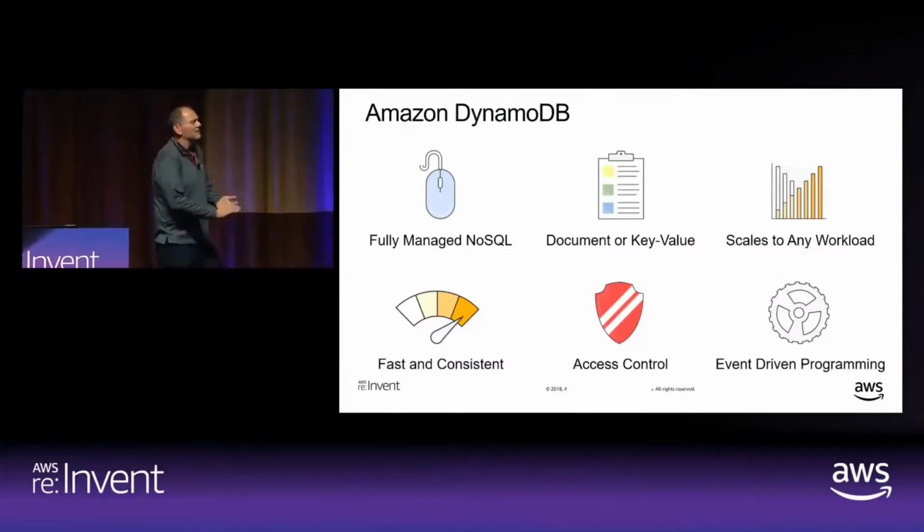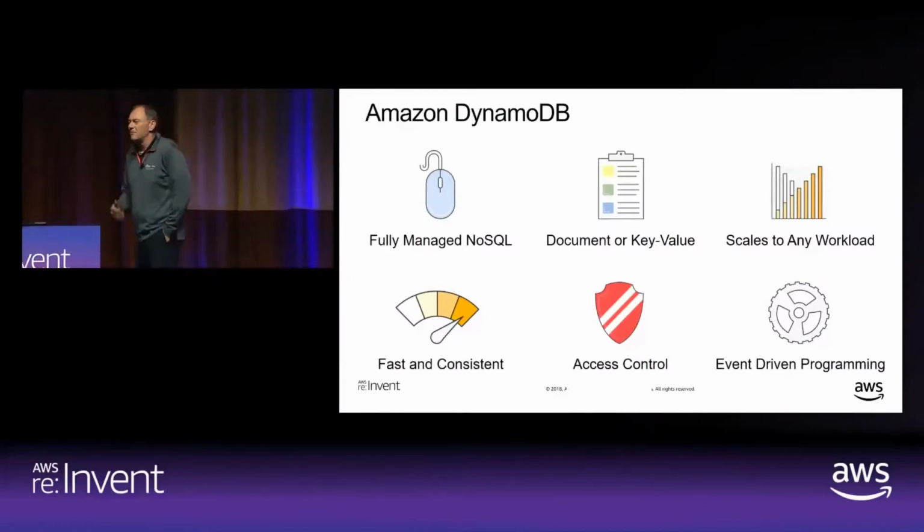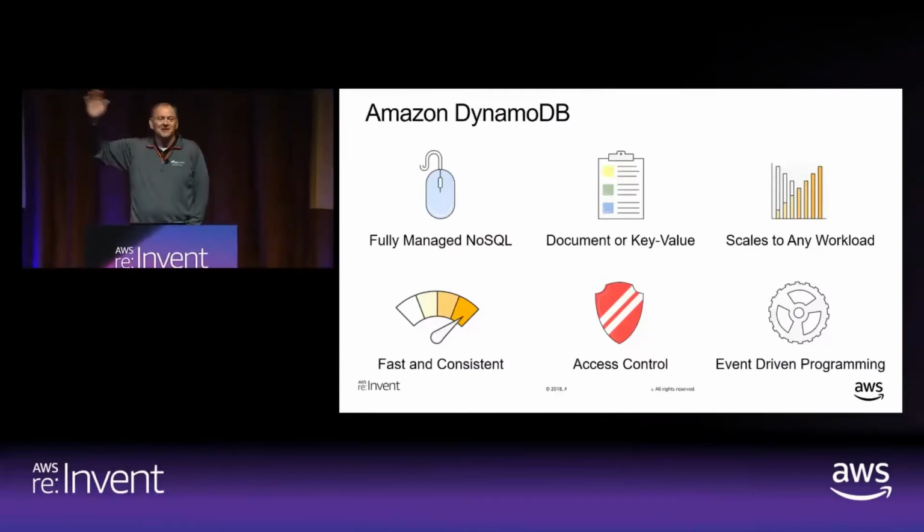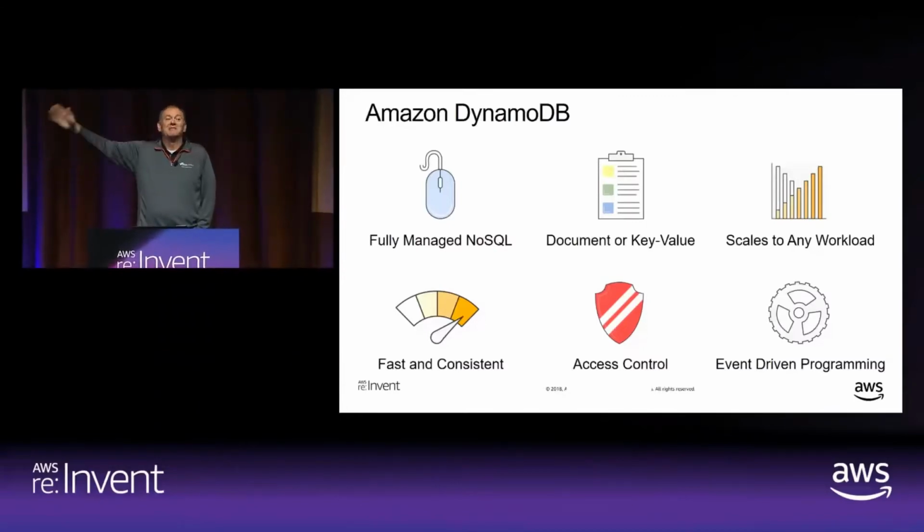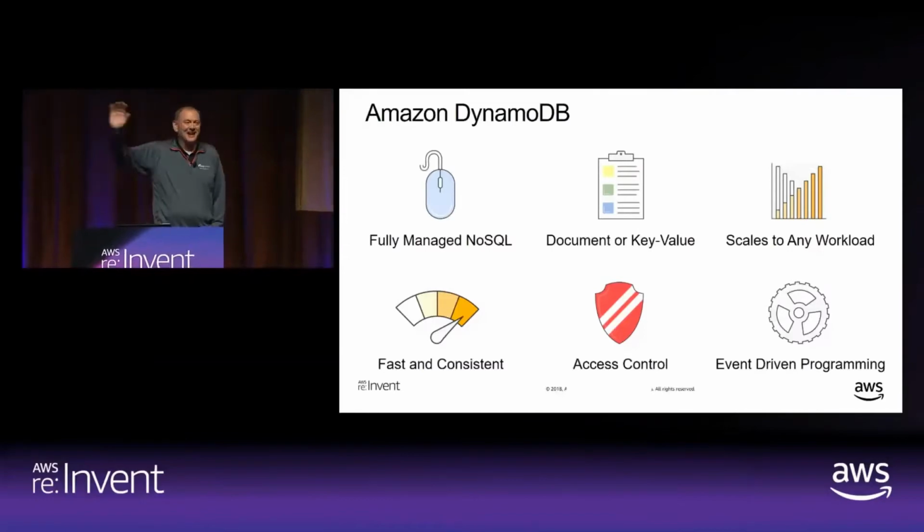Amazon DynamoDB is a fully managed NoSQL database. How many people in the room have actually run NoSQL databases at scale? I'm talking like 50 or more nodes. Yeah, not very many.